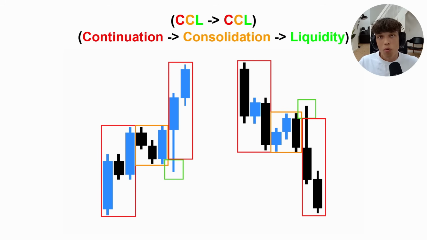And the markets can only be in one of these 3 cycles at a time. So either in the continuation, and then after the continuation, we start consolidating. After the consolidation, liquidity, and then it starts repeating itself. And when something is repeatable, you can make a lot of money in trading. And now I'm going to show you guys how that works, right?